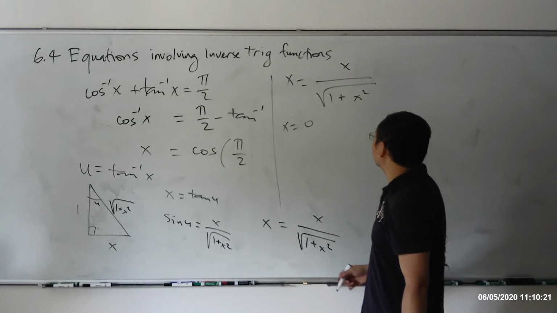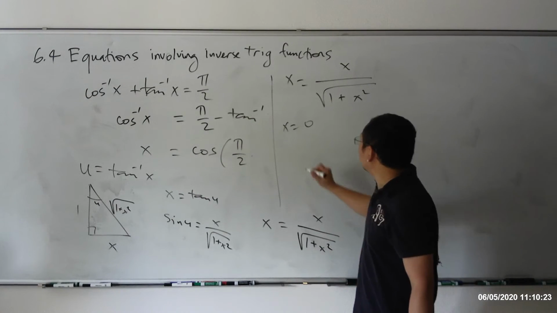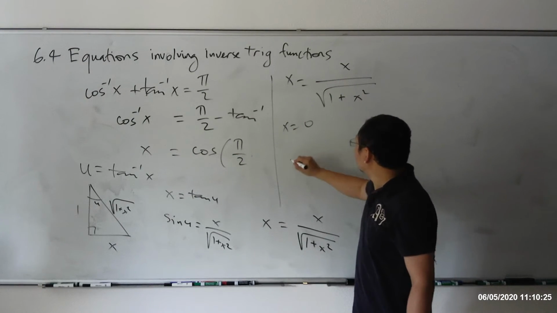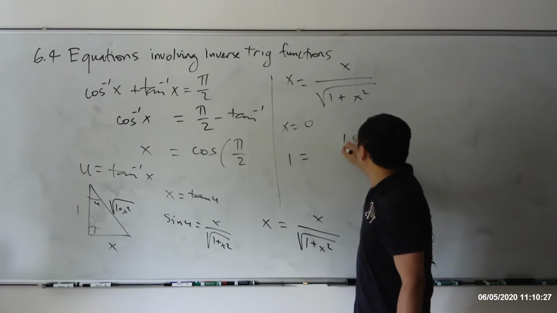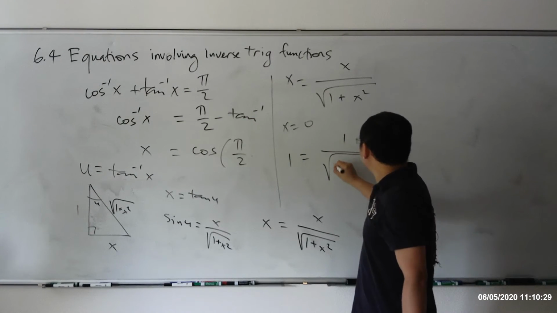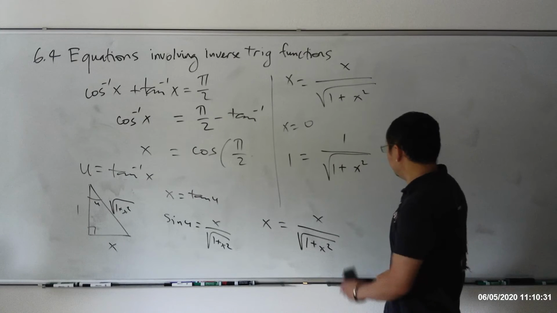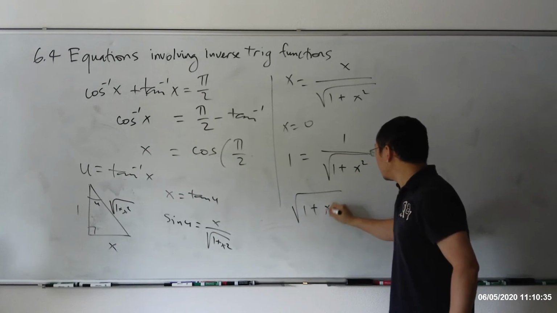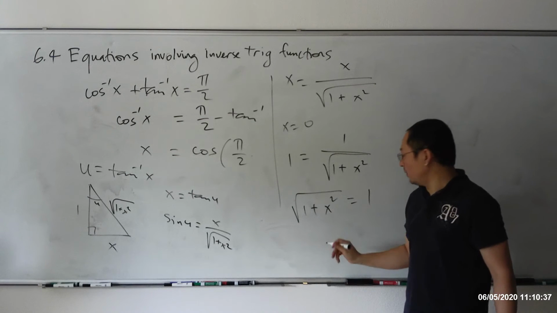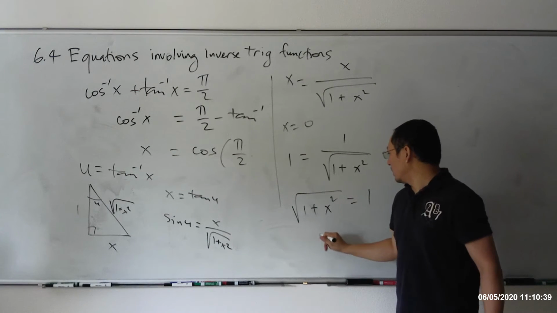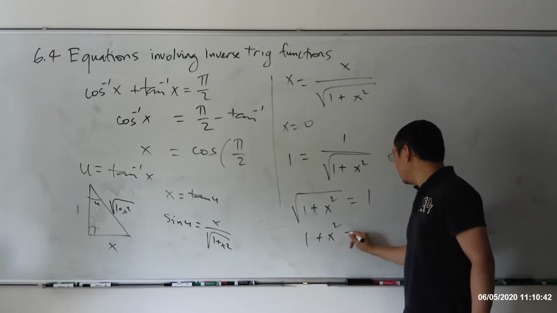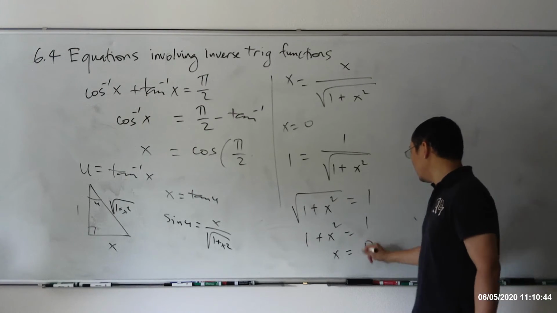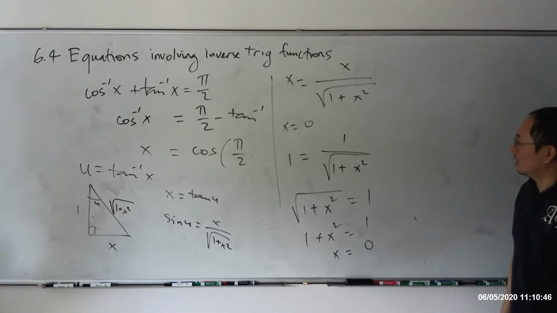Plug in 0, it works. What if x is not equal to 0? Then I can divide both sides by x, and 1 equals 1 over square root of 1 plus x squared. That's another way to say the square root of 1 plus x squared is equal to 1. Square both sides, and as you can see right away, 1 plus x squared equals 1. Well, x still equals 0. So one solution, x equal to 0.